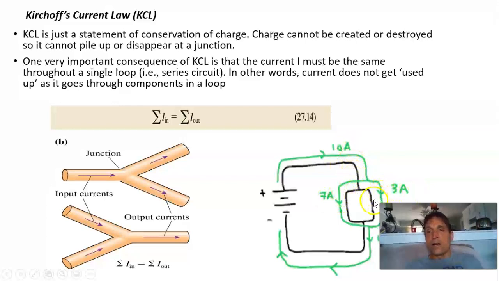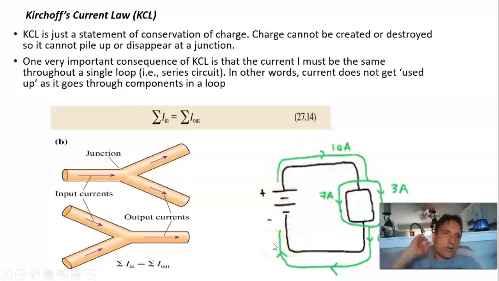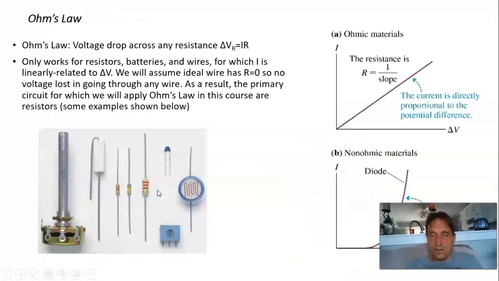Okay. Now we have them merging again. Here's another junction. 7 plus 3 coming into this junction equals 10, and you must have 10 coming out. And so you have 10 amps going back to the negative, which is reassuring because you must start and end with the same amount. So Kirchhoff's current law is pretty easy, right? It just says whatever comes in must come out.